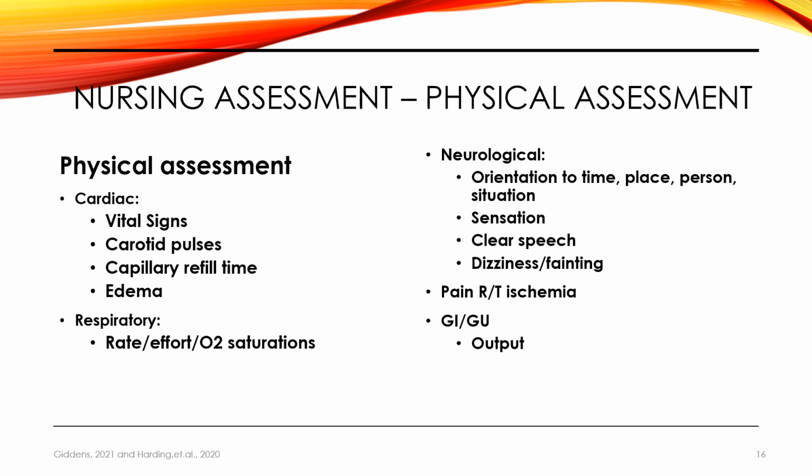And then, like I talked about with the pain, you really have to assess all aspects of that pain. GI and GU, what is their output? Again, are they having nocturia? Are they holding on to a lot of fluid? What has their output been?